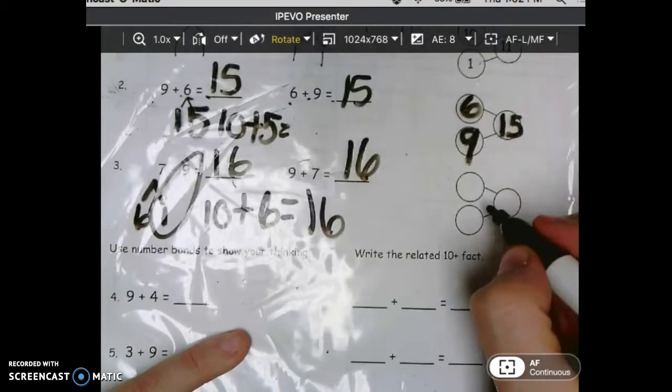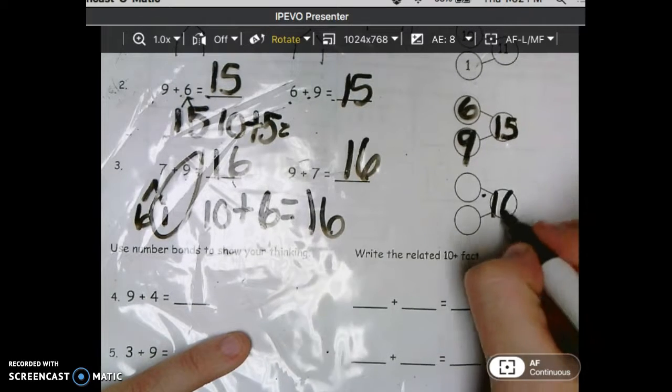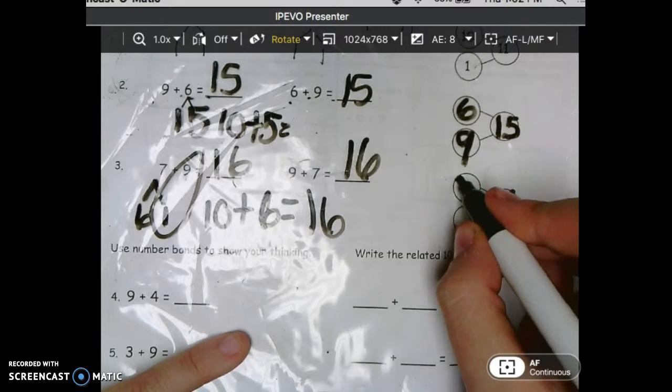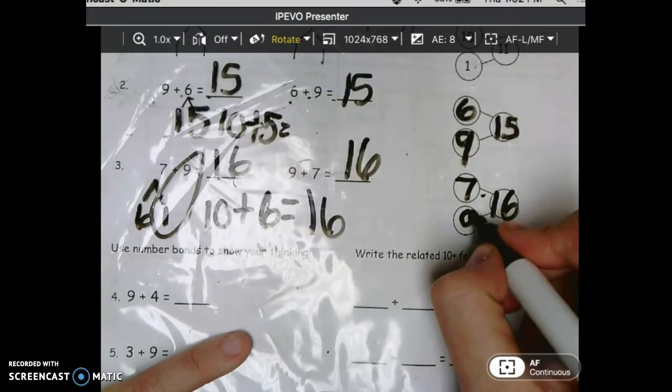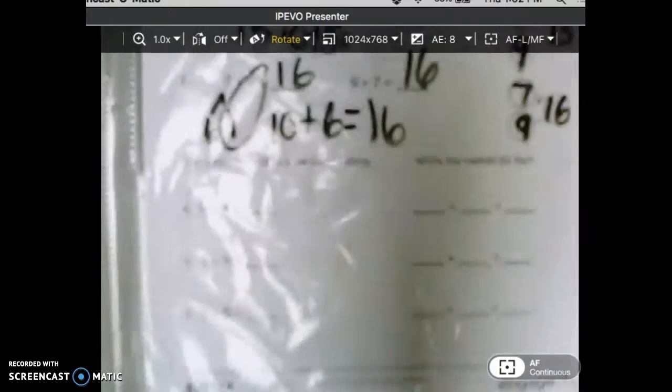Let's look at our number bond. What am I going to put in this one? 16. What am I going to put in this one? 9 and a 7. Okay. Then, look at these.